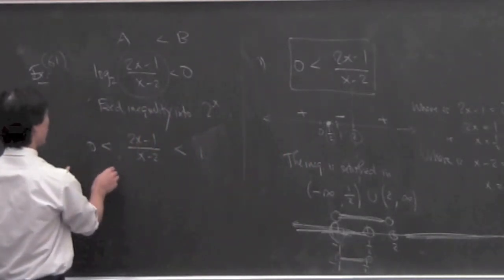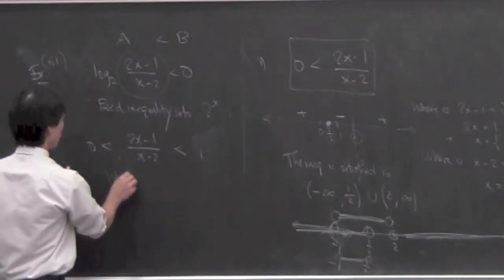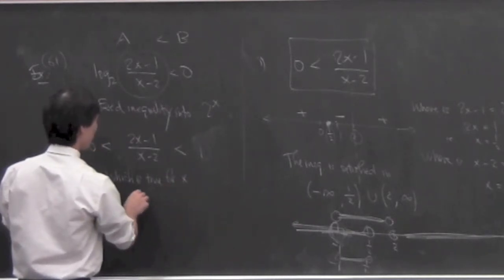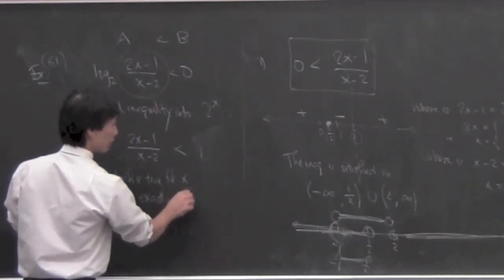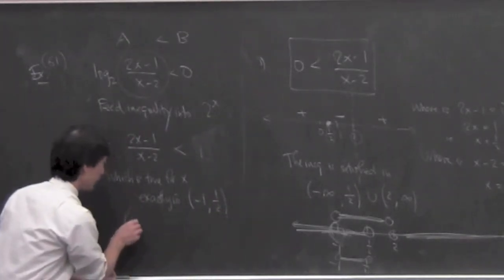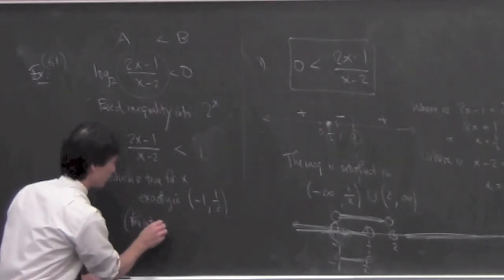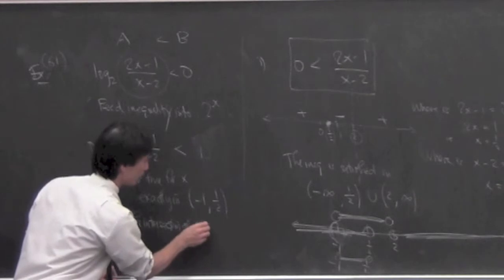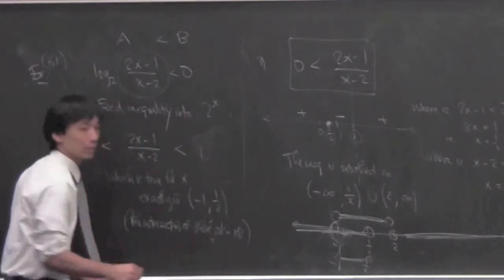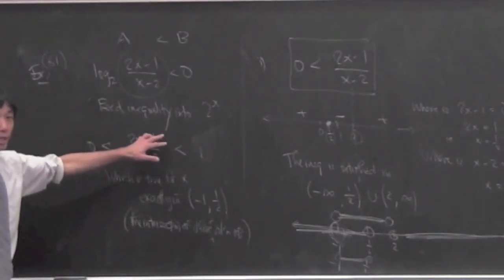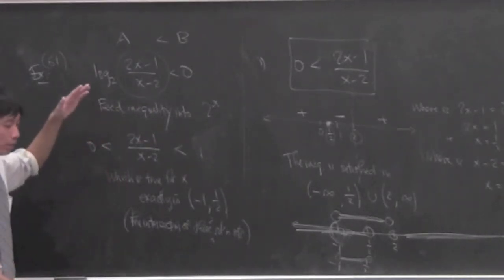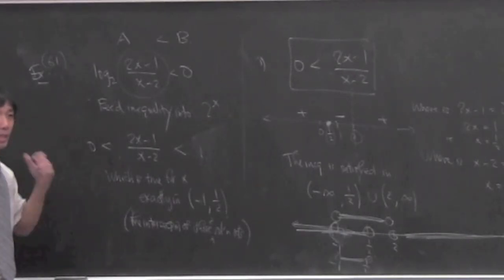So this happens, which is true for x exactly in negative 1 to a half. In the intersection of those solution sets. We saw one inequality, we got one set. We saw the other inequality, we got another set. Where they're both true, x has to lie in both solution sets simultaneously.